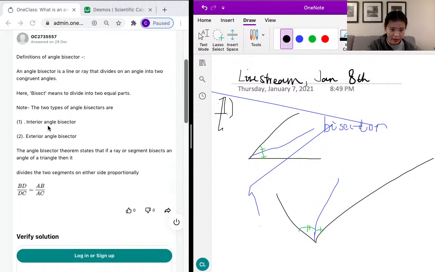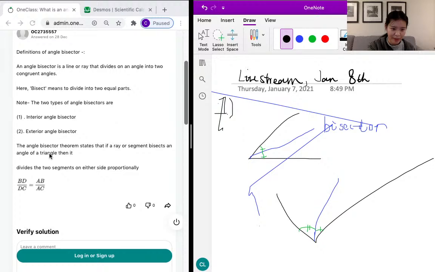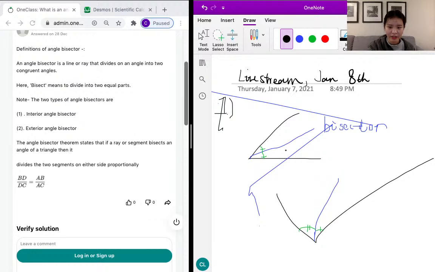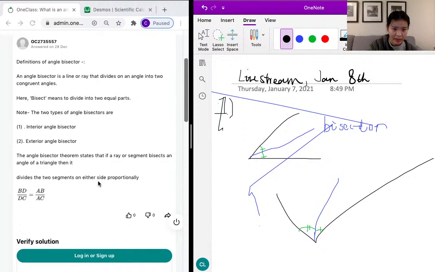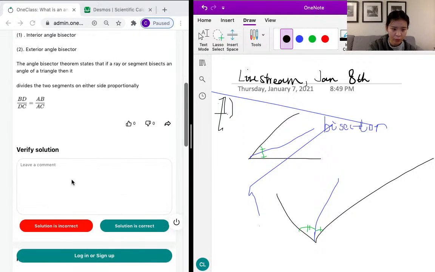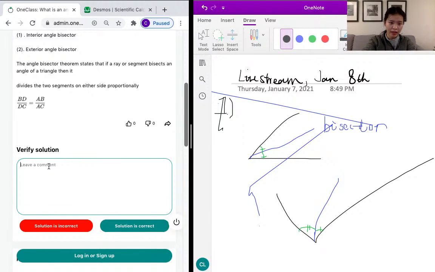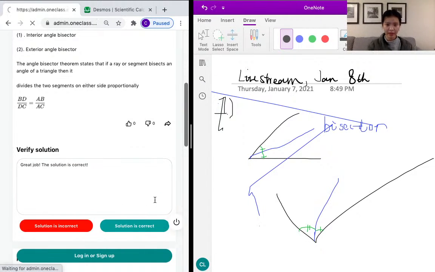There are interior angle bisectors and exterior angle bisectors. This blue line over here is an interior angle bisector because it divides an interior angle. The solution also states the angle bisector theorem, but it's not directly related to the angle bisector, so we didn't explain it in our solution. But this solution is correct. So let's just say, great job. The solution is correct. Let's move on to our next problem.